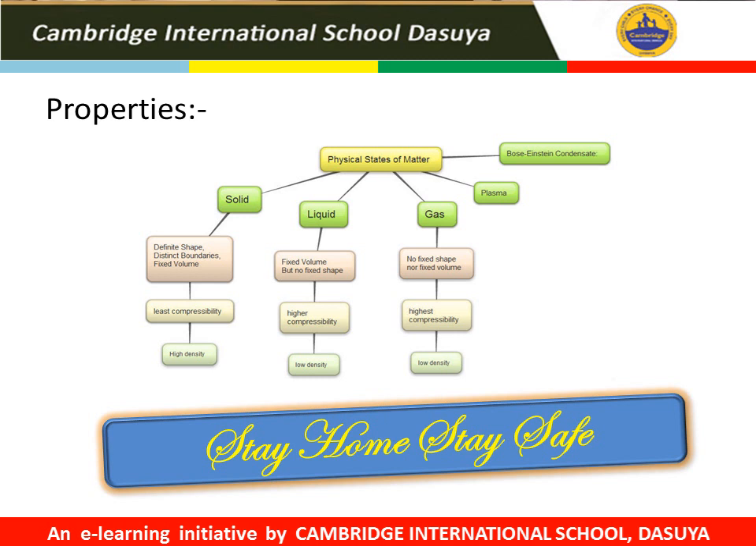Whereas when we move to the gases, they don't have any shape of their own, nor do they have a fixed volume. Their compressibility is the highest because they have large intermolecular spaces between them, and they have the least density. Then we have the plasma state, which can be considered as the ionized state of substances. Then we have the Bose-Einstein condensate, where all the substances are in their lowest state of energy.